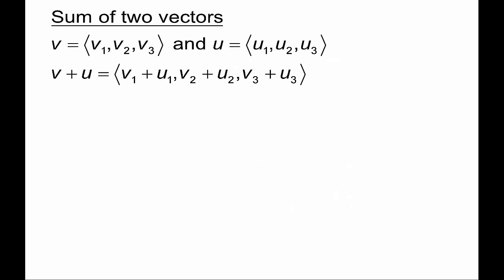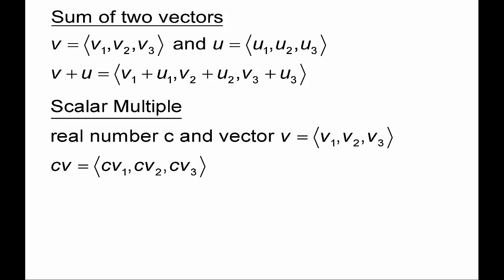Okay, the sum of 2 vectors is as simple as it looks. When you're adding 2 vectors, you're going to add the components of the vectors, and your result is also a vector. A scalar multiple: a scalar is just a number, c. When you multiply any number times a vector, it's like you're using the distributive property, so you just multiply that number times all of the components of the vector.